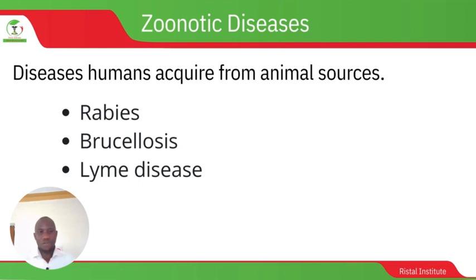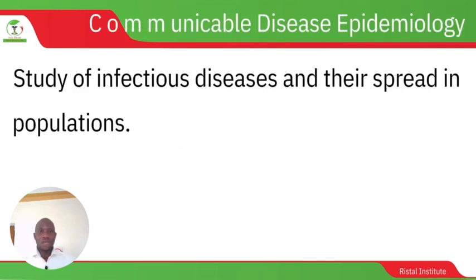Another category of communicable diseases are those that actually can be transmitted from animal sources to humans. So we have conditions such as rabies, brucellosis, Lyme disease, and other conditions. So it is very important that we actually look at communicable diseases, because we'll gain understanding of the different infectious diseases and how they actually spread in the population. So the study of the infectious diseases and how they spread in populations is kind of what we term as communicable disease epidemiology.